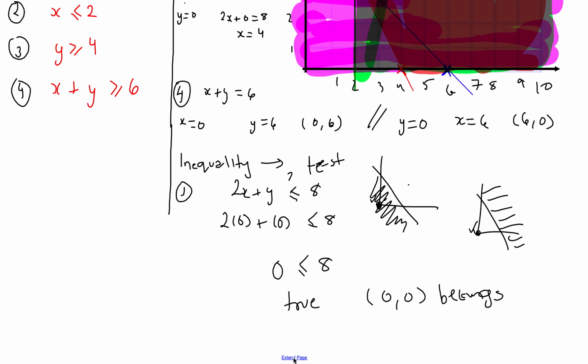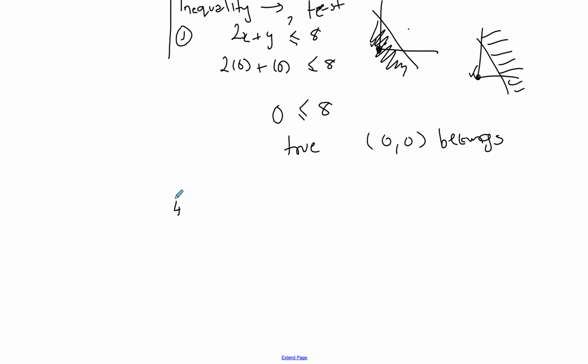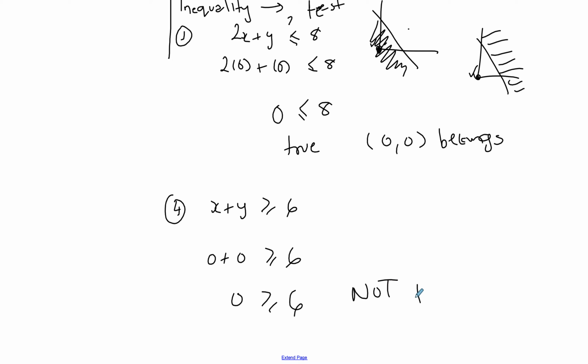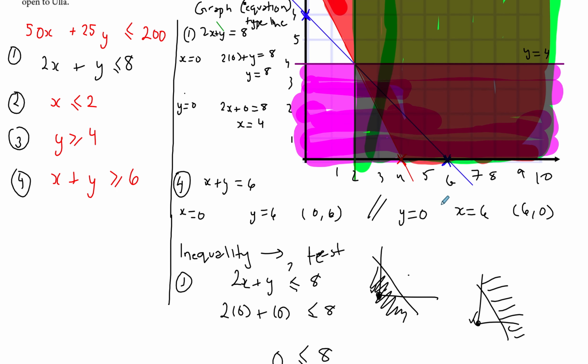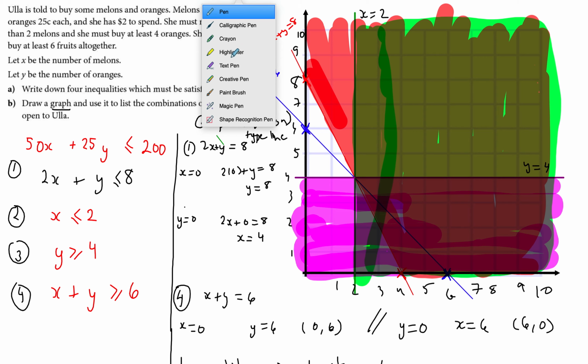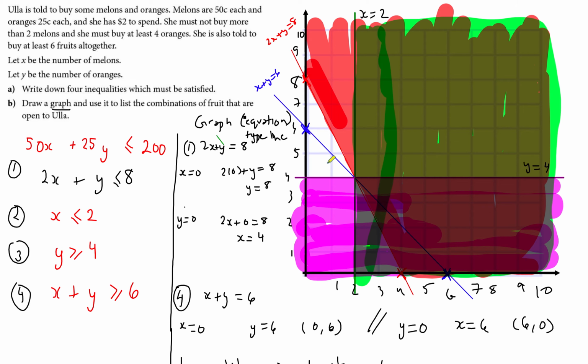So for equation 4, I have x plus y greater than or equal to 6. And I'm going to test my 0 and 0. 0 greater than or equal to 6, which is not true. 0 is not greater than or equal to 6. So this is my line, and this is 0, 0. So 0, 0 doesn't belong in the region, so I'm going to shade below my line. So I have my blue line here, and I'm going to shade below it, because I don't want this region.